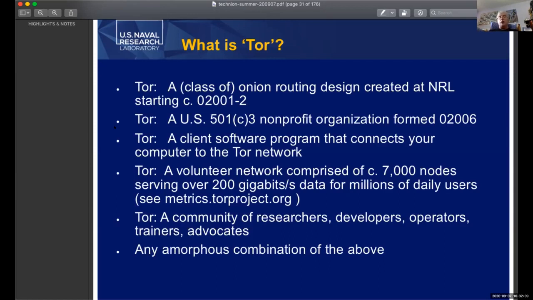Sometimes we use it to refer to the network itself. There's currently about 7,000 nodes in the network, most of them relays. There are also these things called bridges, and they serve about 200 gigabits per second of application data for millions of users every day. If you go to metrics.torproject.org, you can see graphs and numbers and things for all kinds of stuff like that.